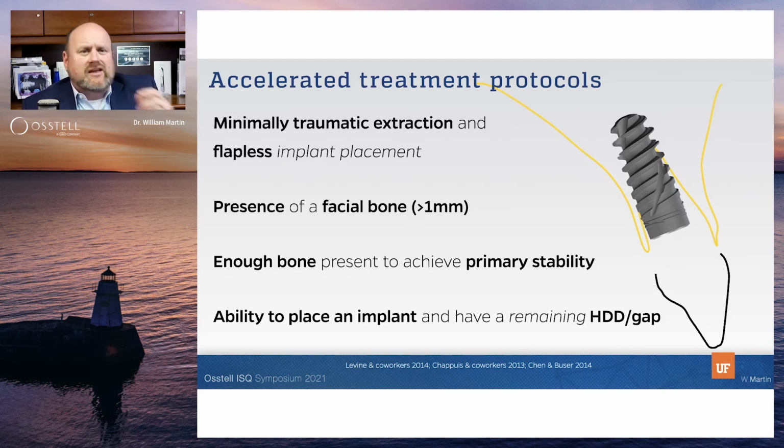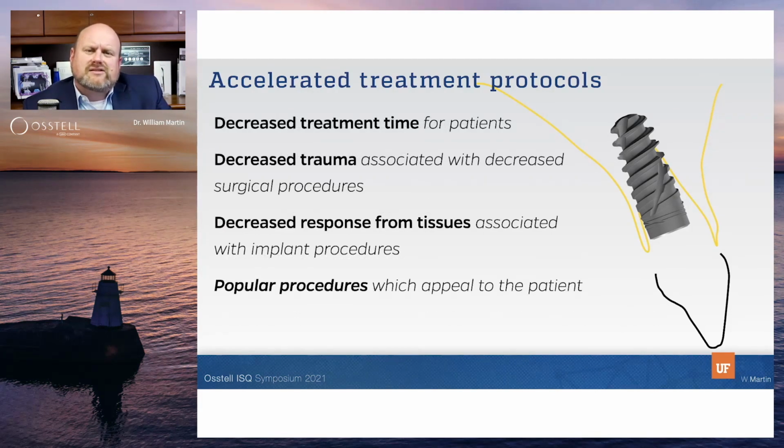So when we think about accelerated treatment protocols, we want to have minimal trauma to the area. We want to make sure that we have a bony housing to get primary stability of the implant, and in all cases have a facial plate that's present that allows us to house the implant within a horizontal defect dimension that can be grafted. Now, I would say just off the bat, we're more of a conservative practice here, and I'll show you the statistics on how many immediate implants we do. But the Osstell ISQ device is very functional in this patient base.